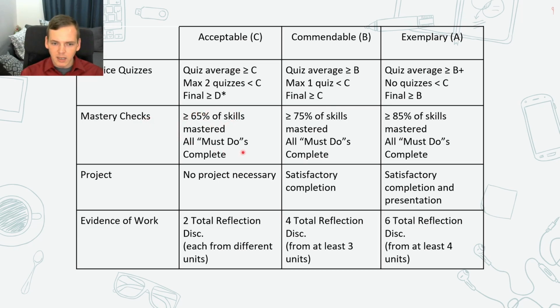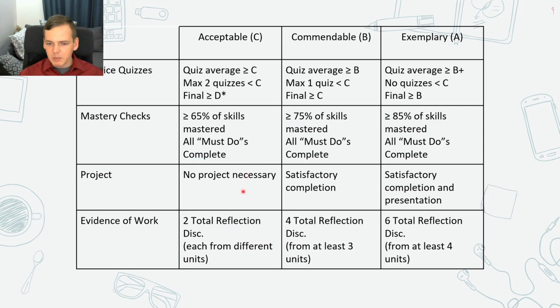When we come to mastery checks for those lessons that I described in the last video, for a C, I want to see you have 65% of them done, and all the must-dos need to be complete. So if you're missing a must-do, you won't meet requirements for passing. Similarly, for a B, we're looking at 75% or more, and for an A, 85% or more. Throughout the semester, it'll be pretty easy for you to track what percentage you have done, because we'll do some things together to help you see that count of where you're at.